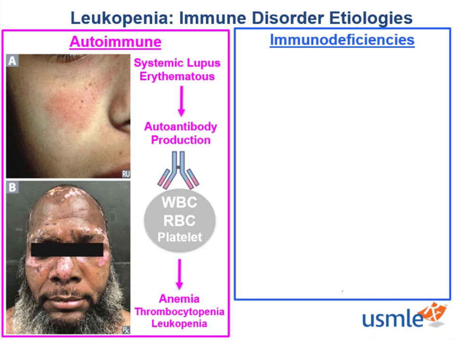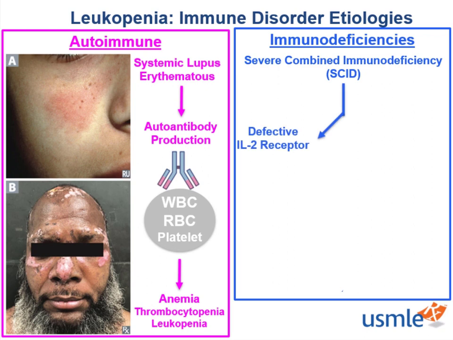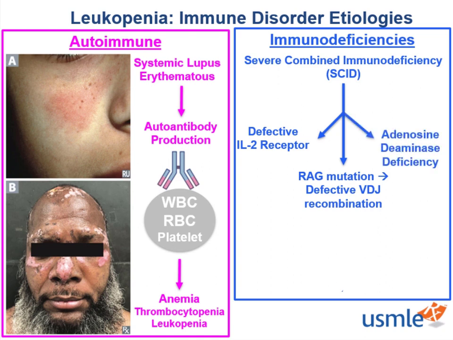Lupus also demonstrates type 3 hypersensitivity reactions, such as when immune complexes develop and deposit in the kidney to cause glomerulonephritis. In terms of an inherited immunodeficiency causing leukopenia, severe combined immunodeficiency, SCID, is a very high-yield example. It has several causes, such as defective IL-2 receptors, a RAG mutation leading to defective VDJ recombination, or an adenosine deaminase deficiency.